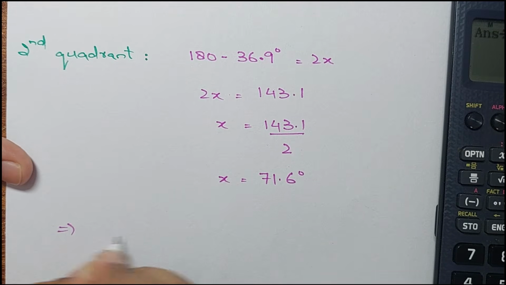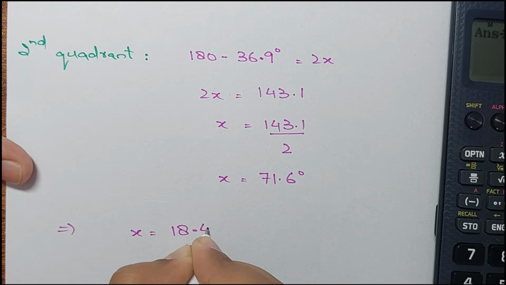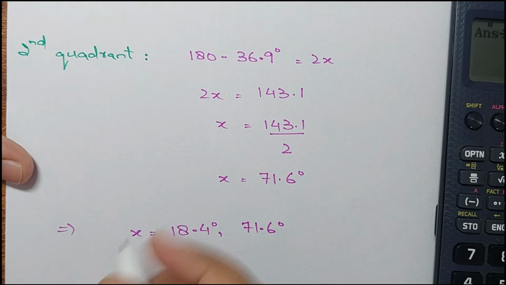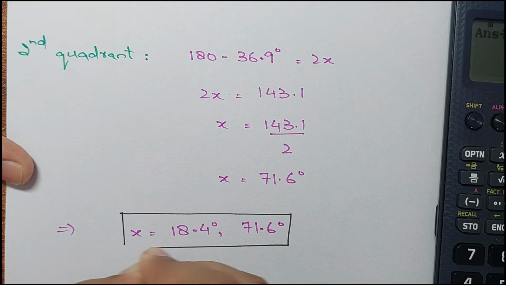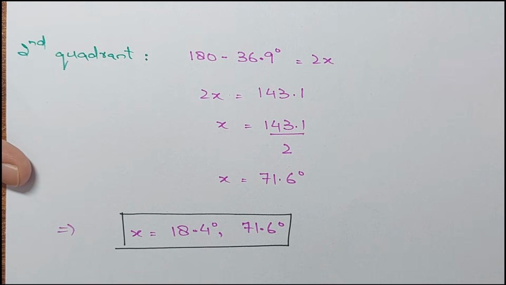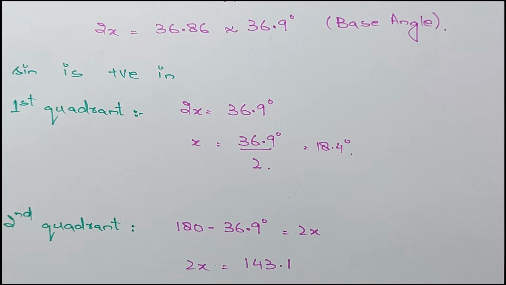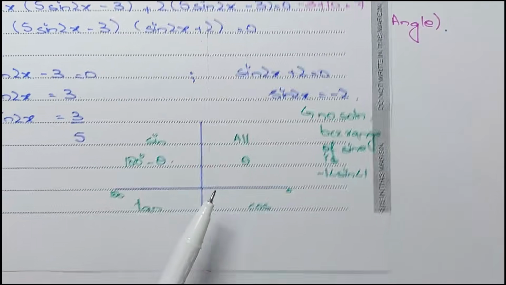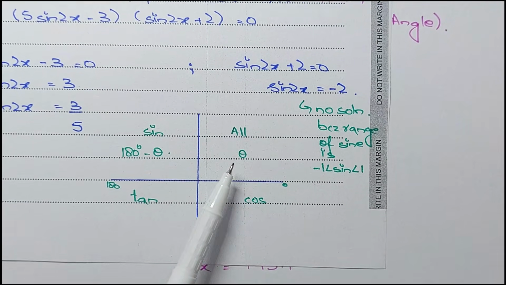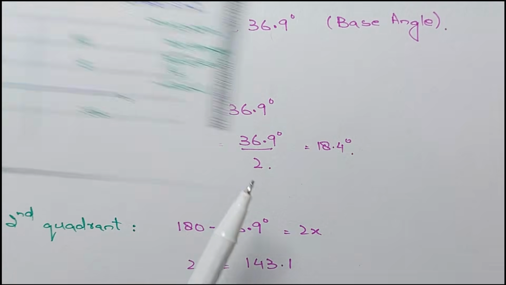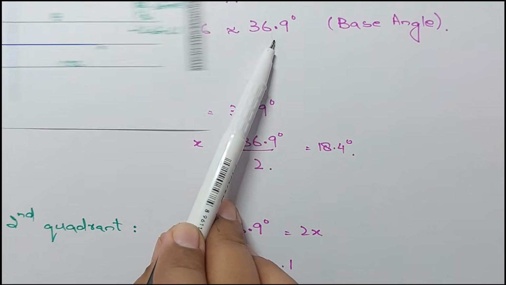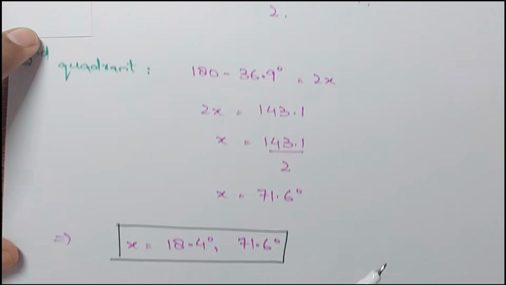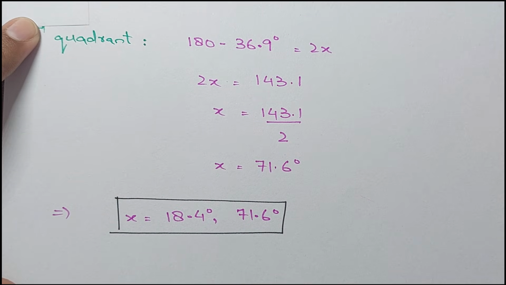So we have two solutions: x equals 18.4 degrees and 71.6 degrees. These are the two solutions for x between 0 and 180 degrees. As you can see here, the theta value is basically 2x. For the first quadrant, 2x equals the base angle, and for the second quadrant, 2x is 180 minus the base angle, and then solve for x. I hope this makes sense now.